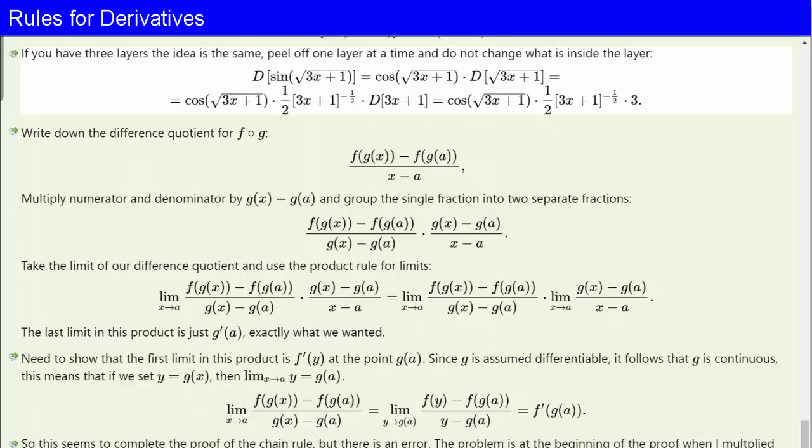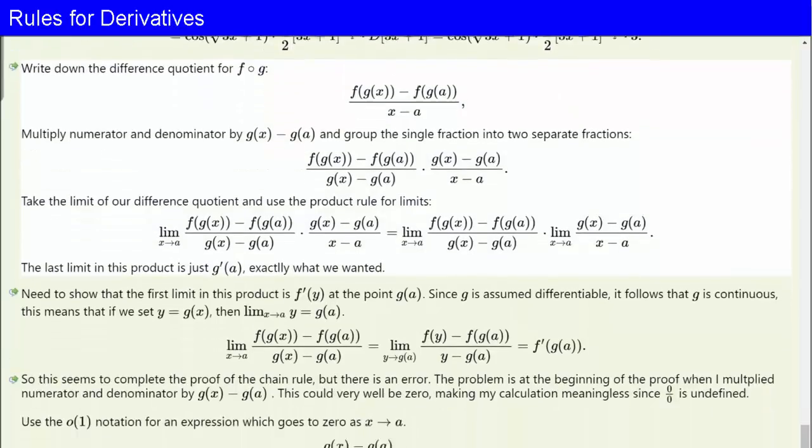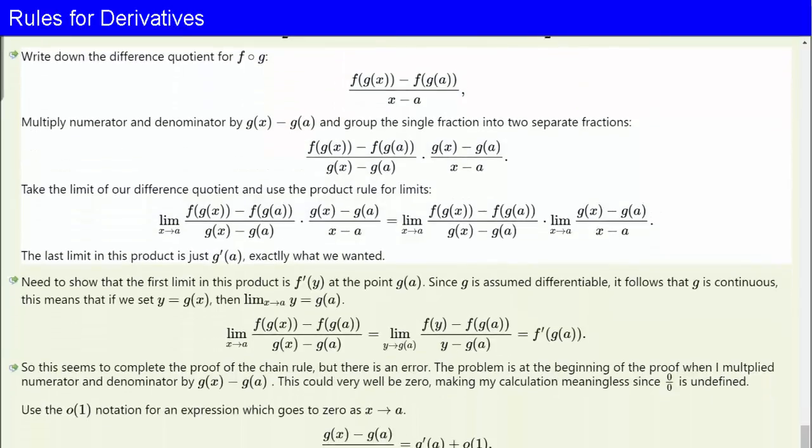And then we continue. We have the cosine of the square root of 3x plus 1, times 1/2 (3x plus 1) to the minus a half. That's the derivative of the square root function with the stuff inside unchanged. And then we multiply that by the derivative of what is inside the square root function, 3x plus 1, which is 3.